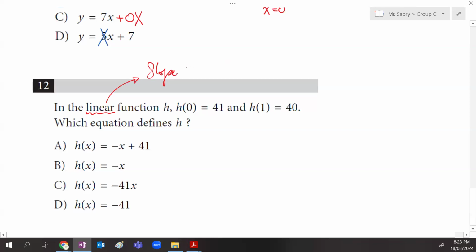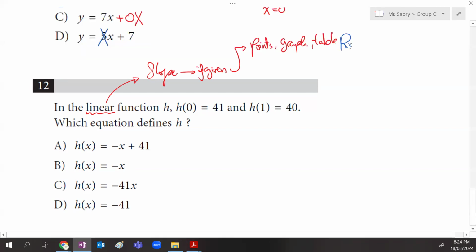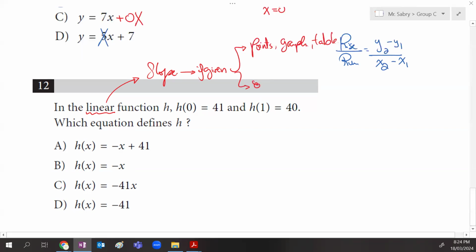So whenever you're thinking about the slope, how do we calculate the slope? There are two, it depends on the givens. So if you're given points or a graph or a table, you would be calculating the slope using rise over run, which is basically y2 minus y1 over x2 minus x1. But on the other hand, if you're not given those, you could be given an equation.